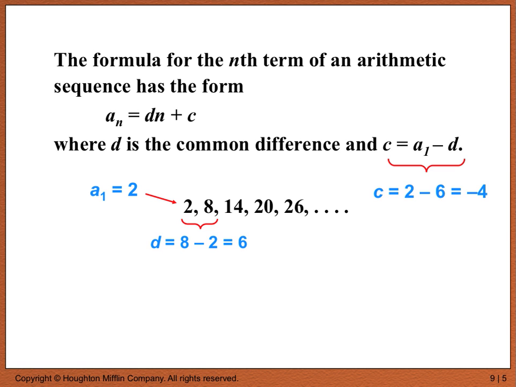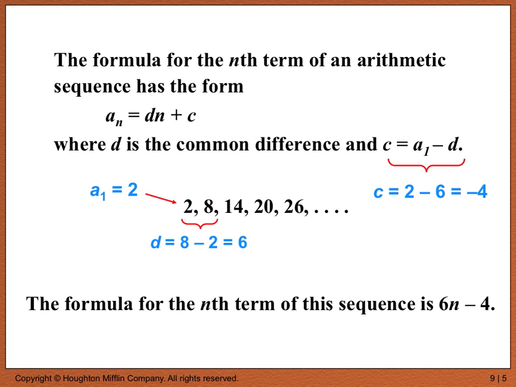And now c. c is how you have to adjust to get the value of each term. So c equals 2 minus 6. Why? Because a1 is 2, d is 6, and 2 minus 6 is negative 4. And the formula for the nth term of this sequence is 6n minus 4.